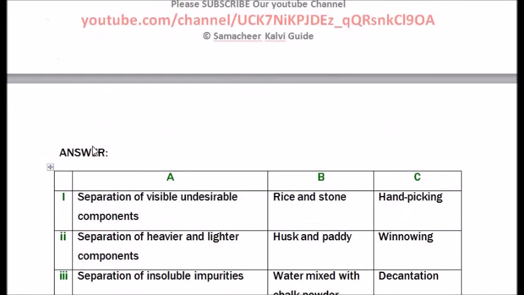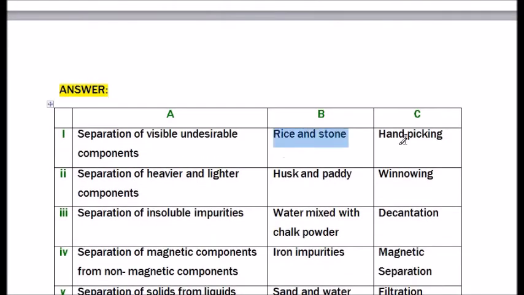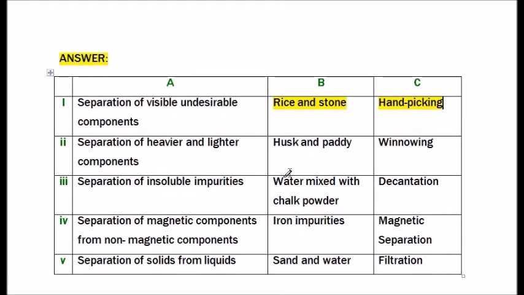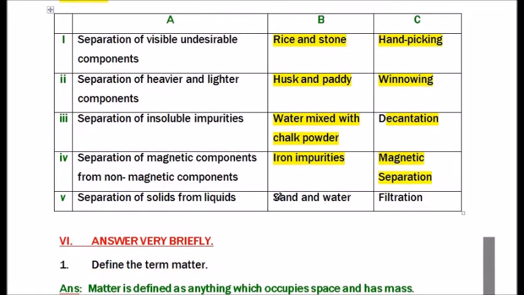The answer is separation of visible undesirable component, it is rice and stone, hand picking. Separation of heavier and lighter components, example husk and paddy, winnowing. Separation of insoluble impurities, that is water mixed with chalk powder, decantation. Separation of magnetic component from non-magnetic component, like iron impurities, magnetic separation. Separation of solids from liquids, example sand and water, by filtration.